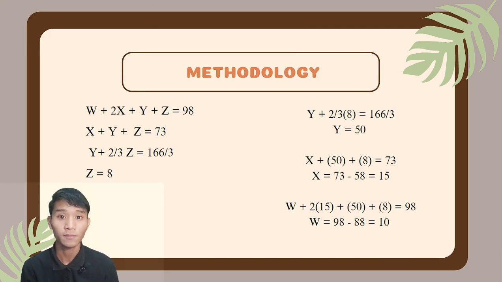Hi, my name is Ahmad Muzaffar Abdul Rahman and I'll be the last member that will present our case study. And for the last step in methodology, we get W plus 2x plus y plus z equal to 98, x plus y plus z equal to 73, y plus 2 over 3z equal to 166 over 3, and z equal to 8. Then we find y by substituting z in it. Then we get y equal to 50, x equal to 73 minus 58 equal to 15, and for w, w plus 2 times 15 plus 50 plus 8 equal to 98. Then we get w equal to 10.